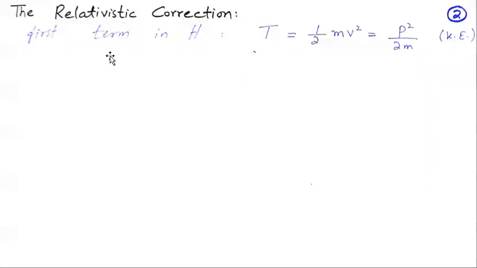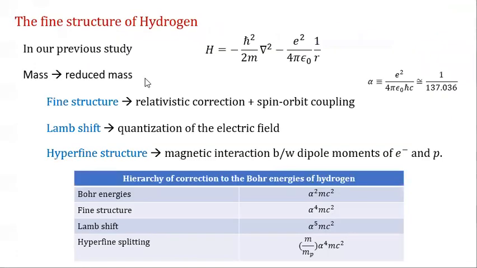This is a continuation of our previous video. We started discussing the fine structure of hydrogen, and in the previous video we briefly discussed the possible corrections in the hydrogen Hamiltonian. One could be the fine structure, the second one could be the Lamb shift and hyperfine structure. And we discussed the order of magnitude of these corrections.